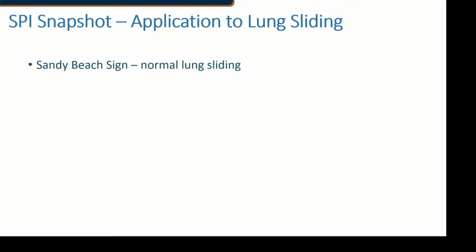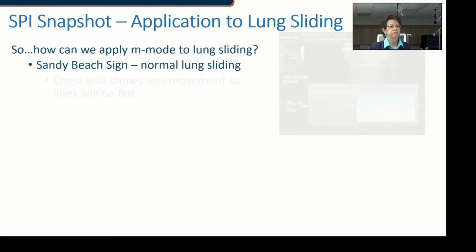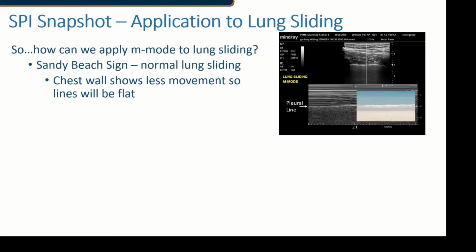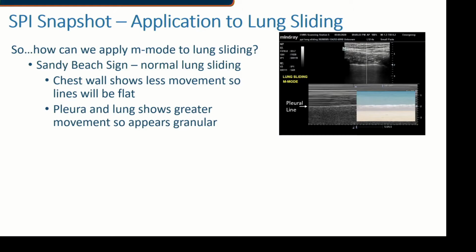Well, we have something called the sandy beach sign, and it is a sign of normal sliding. So the chest wall, which shows less movement, will have lines that are quite flat. I'm not going to use the term barcode right now because that's our next sign, but there is this layered linear aspect of the chest wall because there's less motion there. It is moving up and down with the chest movement, but not in the same way that we see the pleura moving. So the pleura shows a much greater movement. So it will appear quite granular, deep to those lines. And that's your sandy beach.